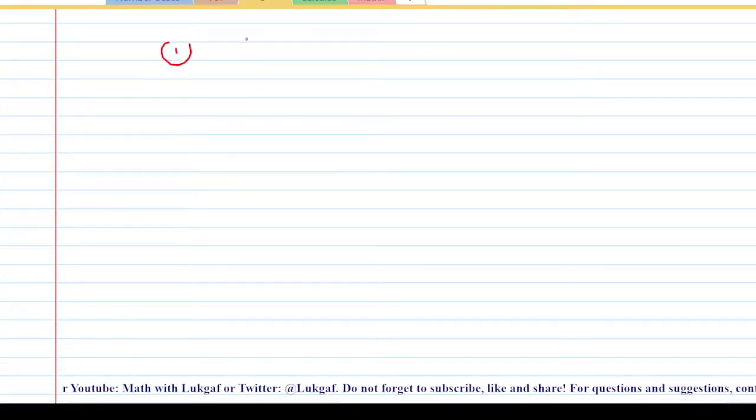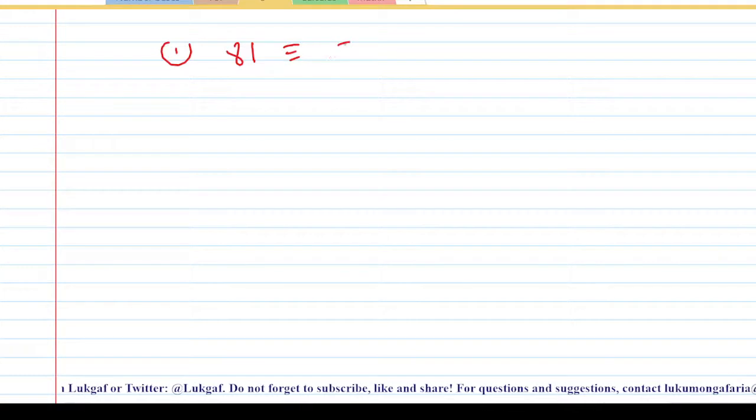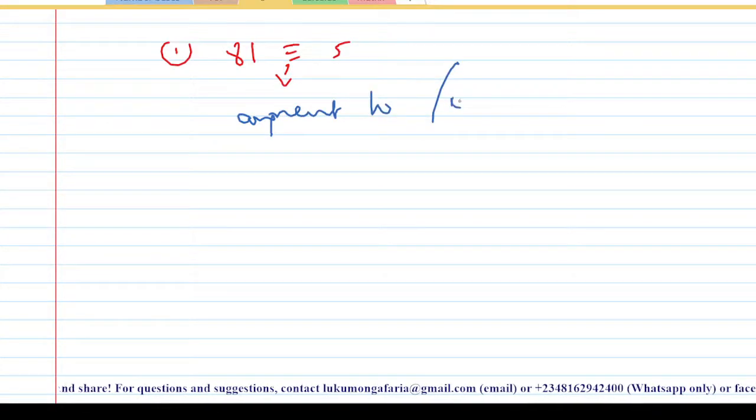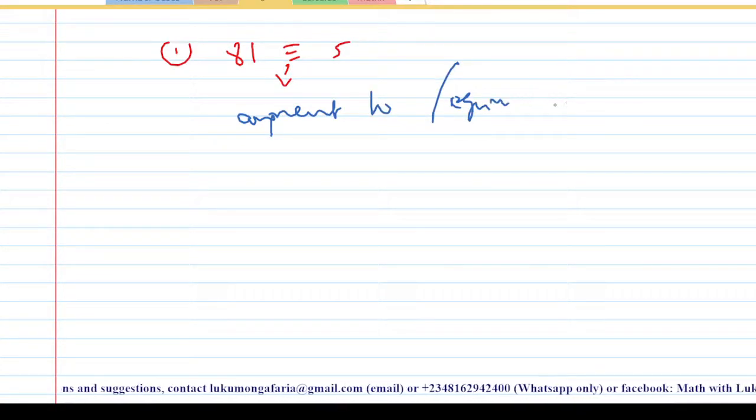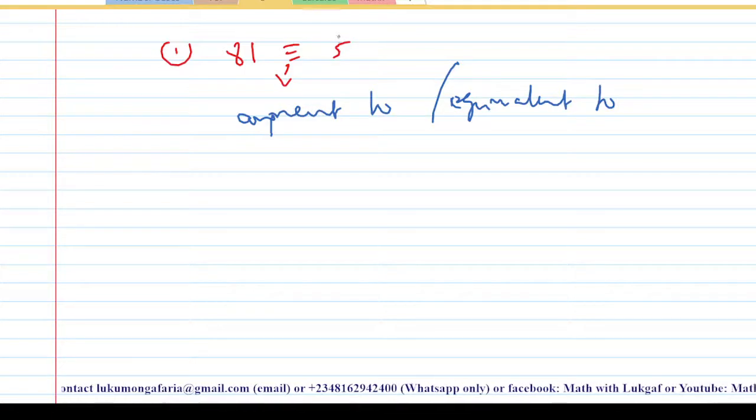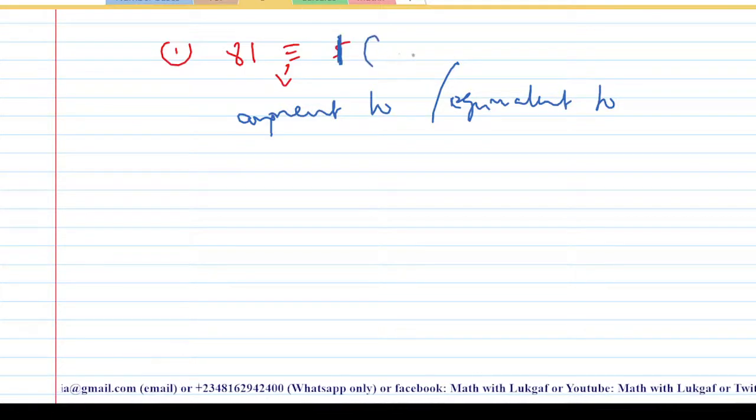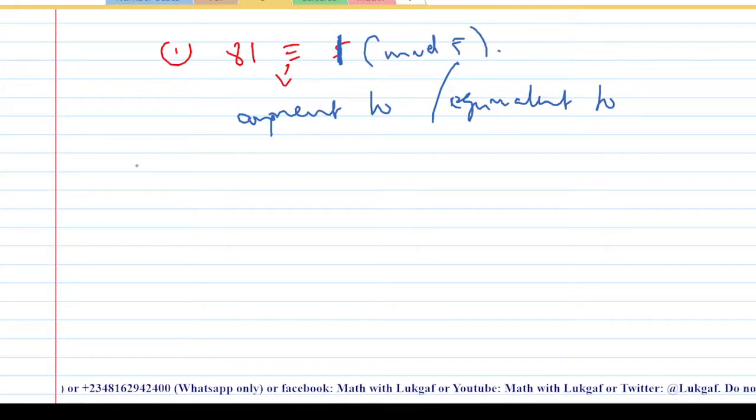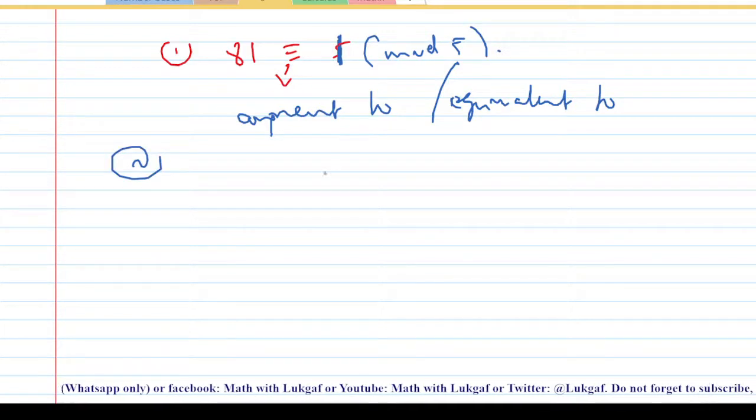You understand now? So I wrote that our 81 is congruent to, or equivalent to, 1 in modulo 5. So let's do the second example. We follow the same thing.